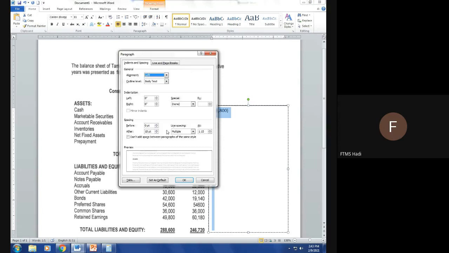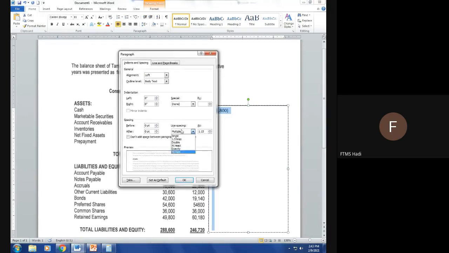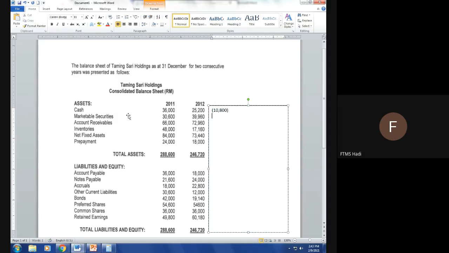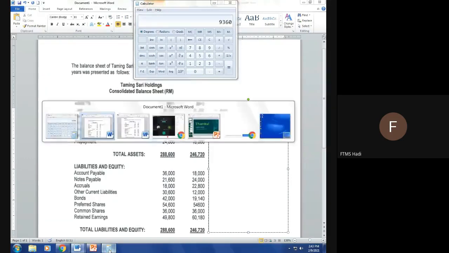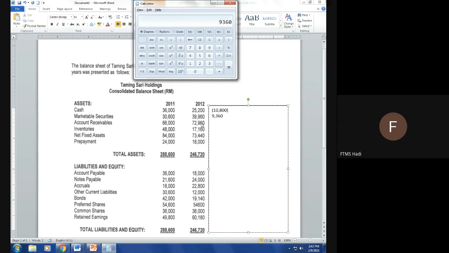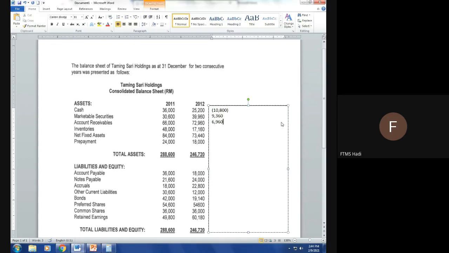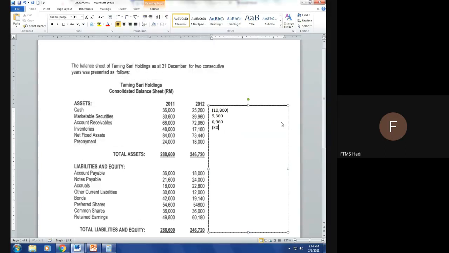We should put a symbol. All right, the second part, marketable securities, 2012 minus 2011, 39960 minus 3600. If I made a mistake in calculation, please let me know. 9360. Okay, the third part here is accounts receivable, the difference between 2012 and 2011, 72960 minus 66000, you will get 6960. Next, inventory is 17160 minus 48000, you will get negative 30840. Bracket means negative.